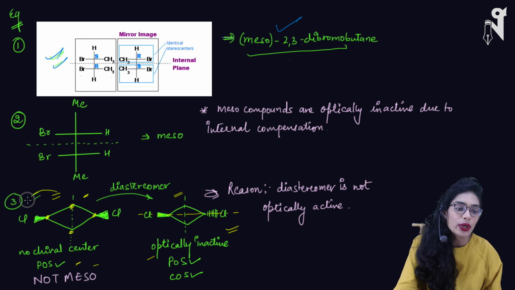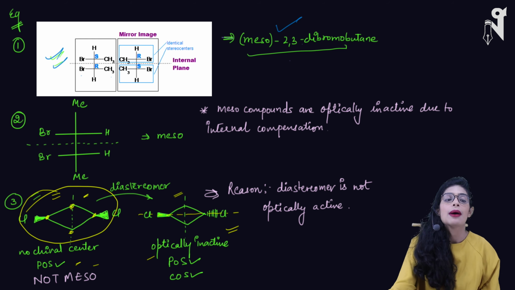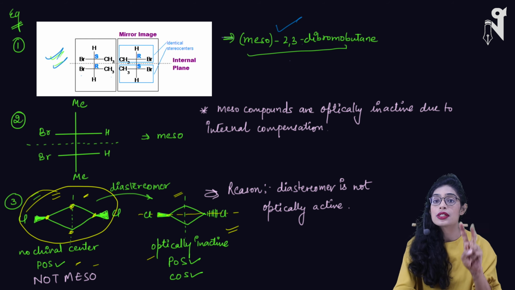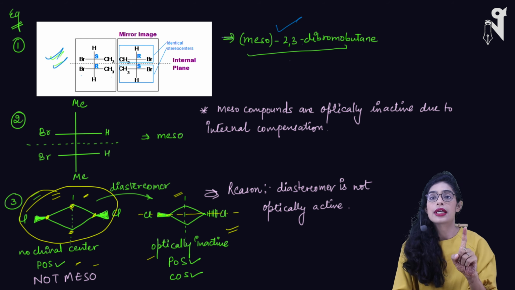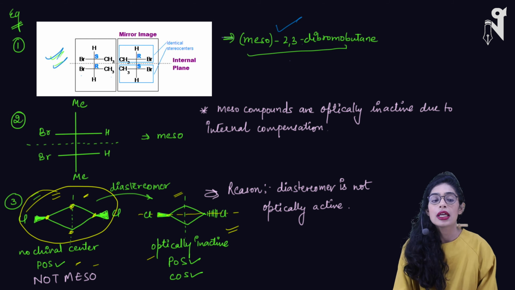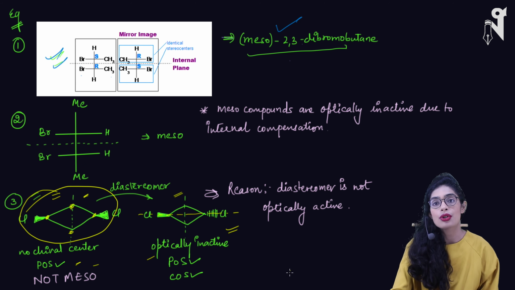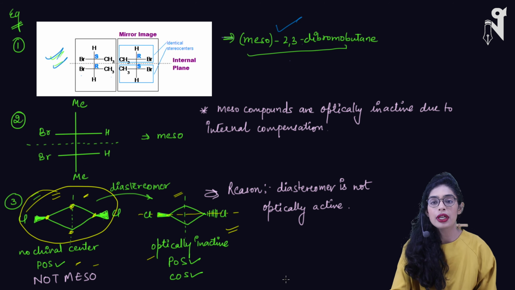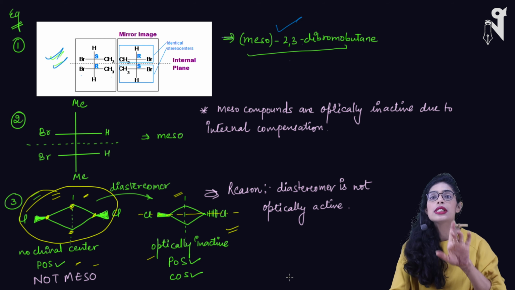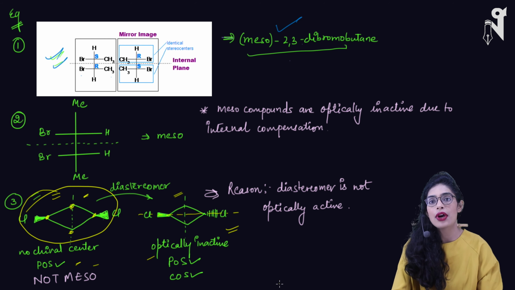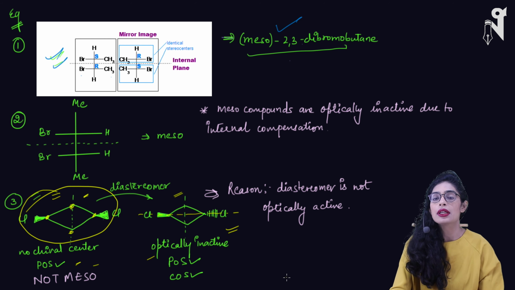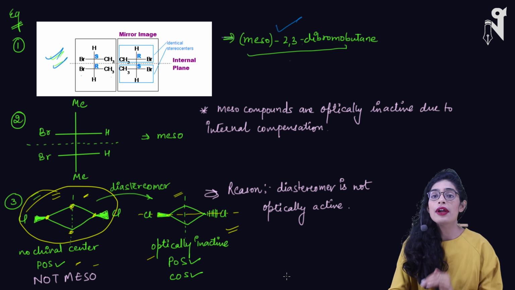That is why, even though it looks like it should be meso, it is not meso, due to two reasons. First of all, it doesn't have chiral centers. Second, its diastereomer is not optically active. Even if there was only one reason, that it doesn't have chiral centers, we would have said the same thing, that it is not a meso compound. So you should be able to identify whether a compound is meso or not. This is very important.